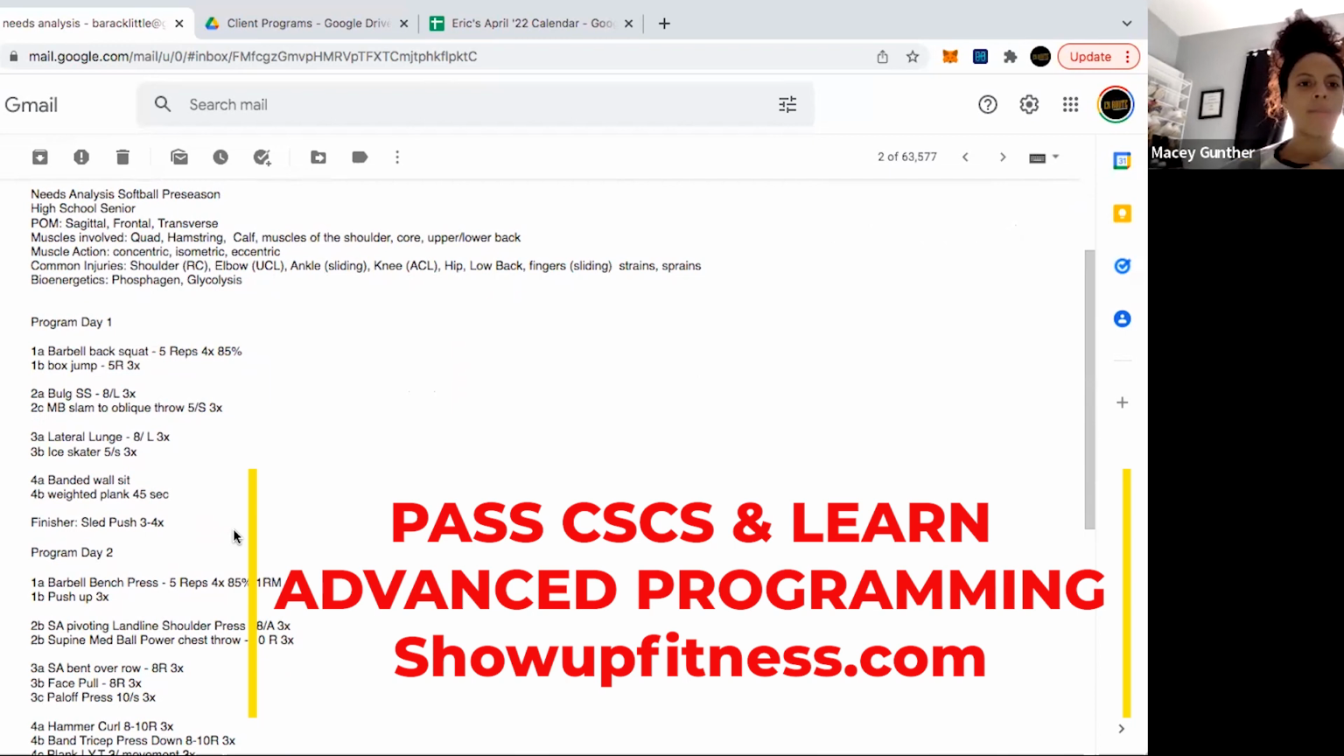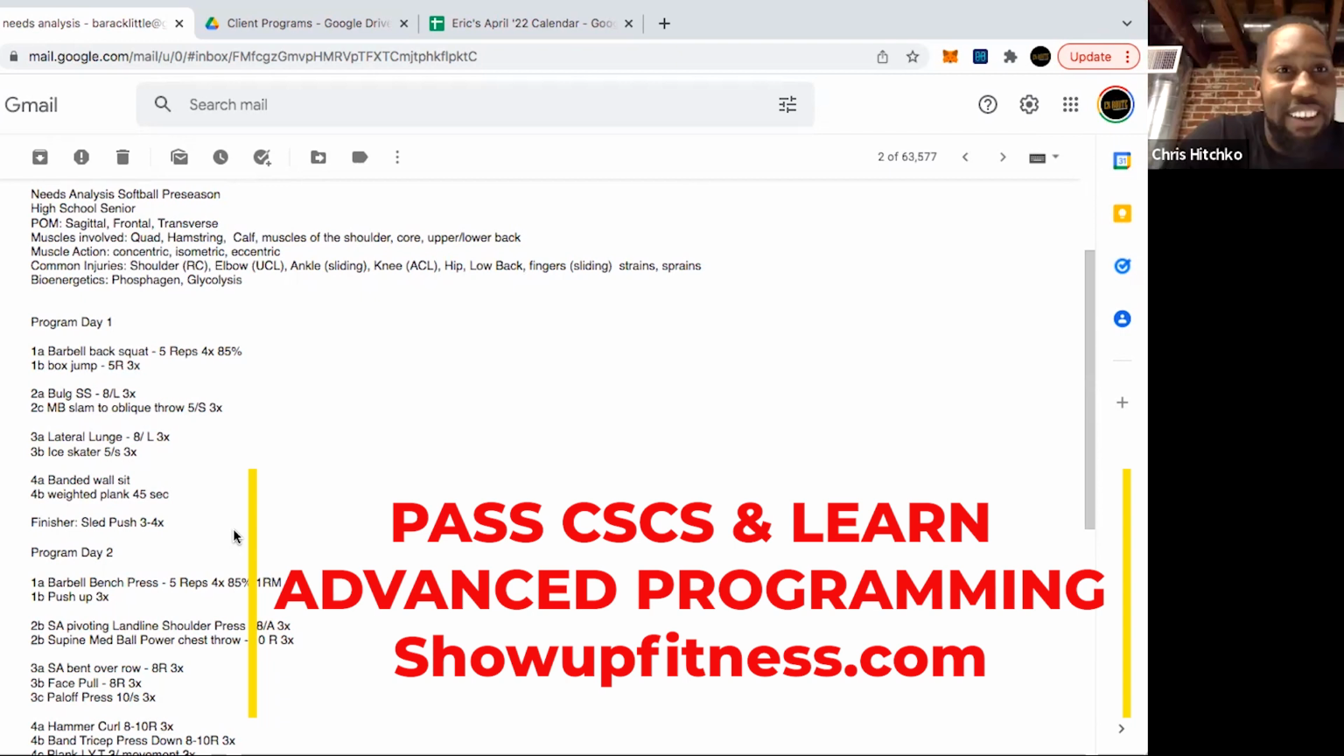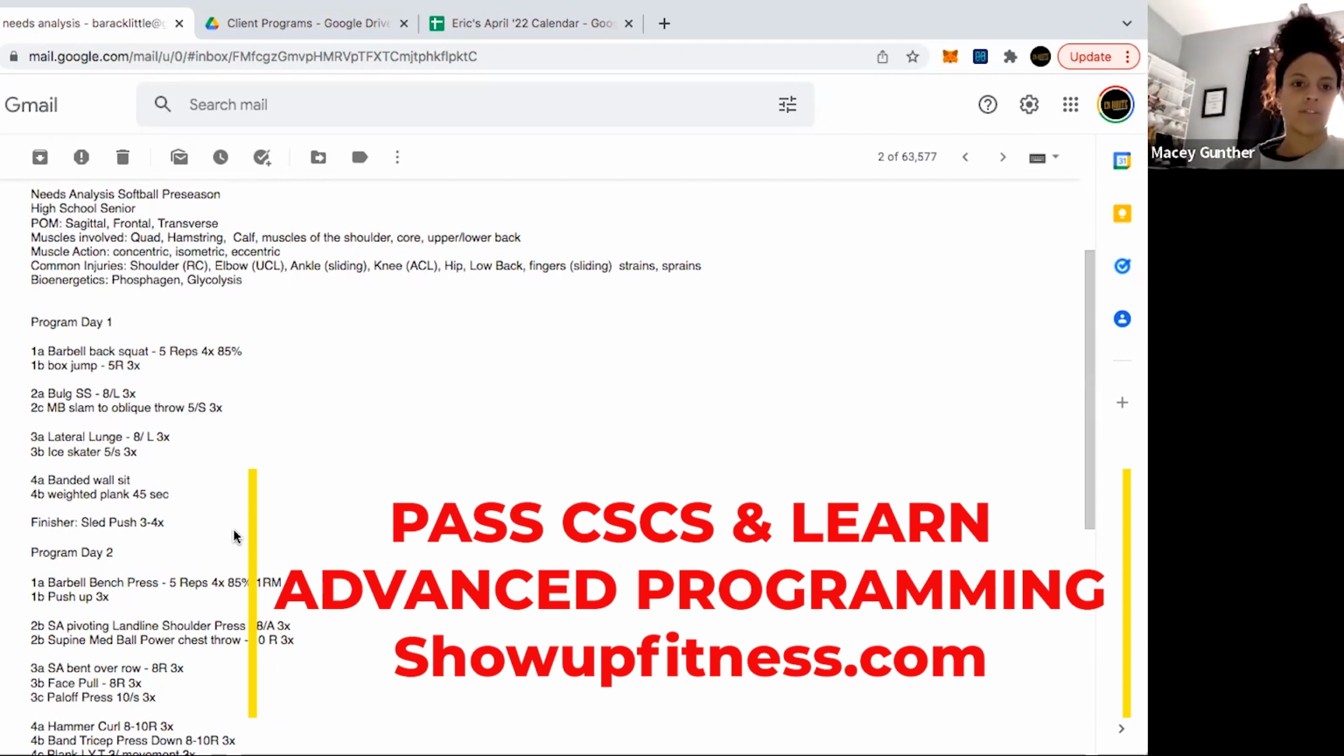Okay, I did a preseason program, like a 1-week program for softball high school senior preseason. So softball, the planes of motion there would be pretty much all of them: sagittal, frontal, transverse. The muscles involved, a lot of them. So we have quads, hamstrings, calves, shoulder muscles are really important, core, upper and lower back there. And then for the muscle actions, did I do that right for that part? Is that what we're supposed to put for those?